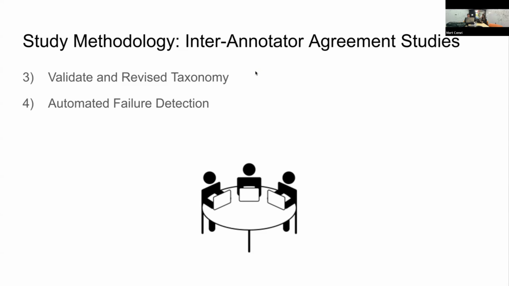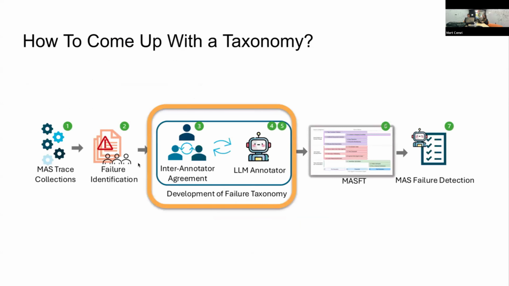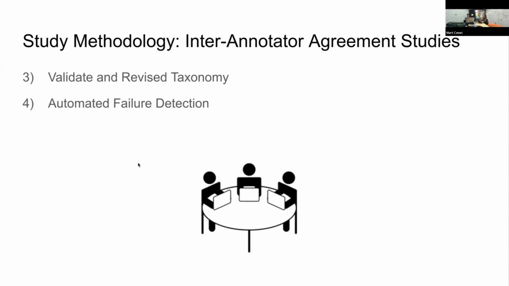Inter-annotator agreement studies are a way to make sure that the property I just mentioned, clarity and non-ambiguity of the taxonomy, holds. In particular, we sample 5 traces, and then using the initial taxonomy we arrived at the end of step 2, we annotate the 5 traces. Different annotators compare their annotations, figure out where they disagree, and revise the taxonomy until they agree on those 5 traces.